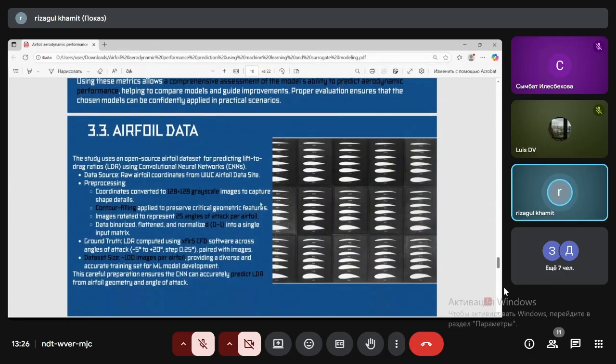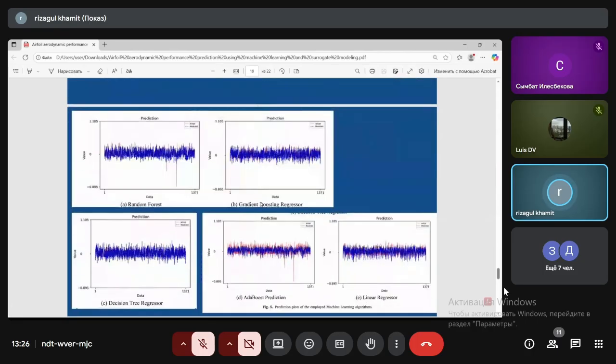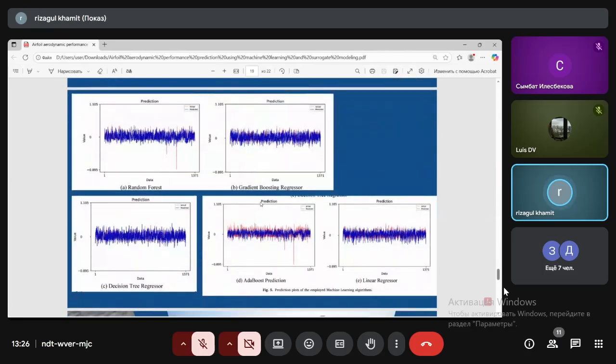The last page of the third part of the presentation is airflow data. The dataset used in this research was originally compiled in a previous study and is accessible as open source. This dataset serves as a foundation for implementing airfoil lift-to-drag ratio prediction methods. And on the next page, you can see the five graphs for each algorithm, starting from random forest and ending with linear regression.